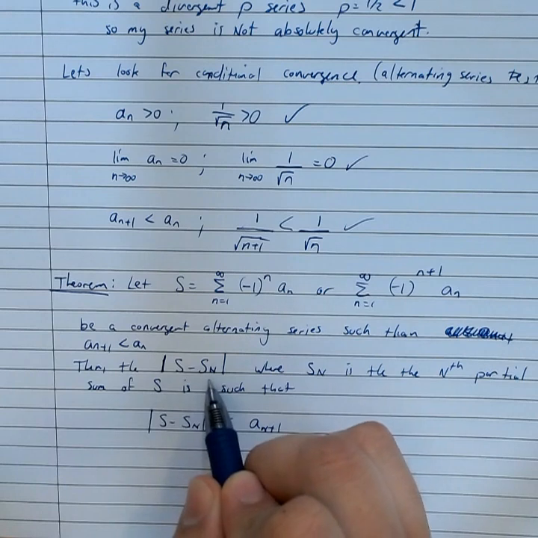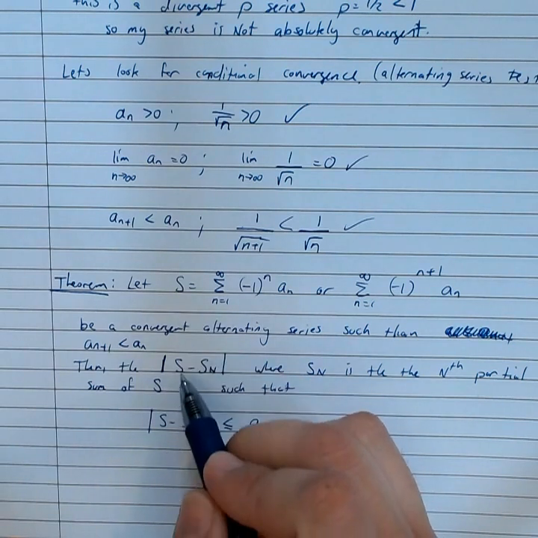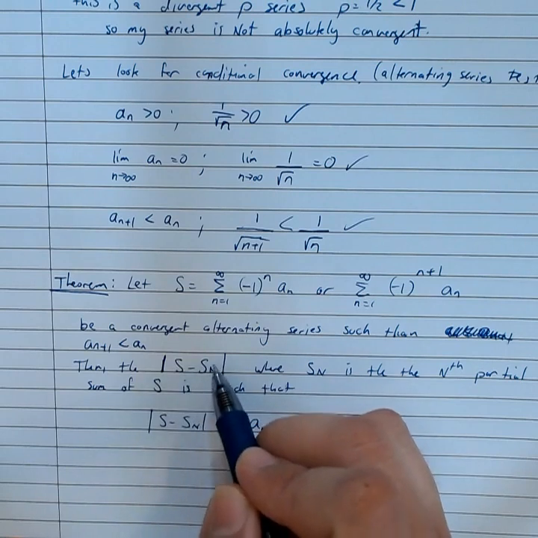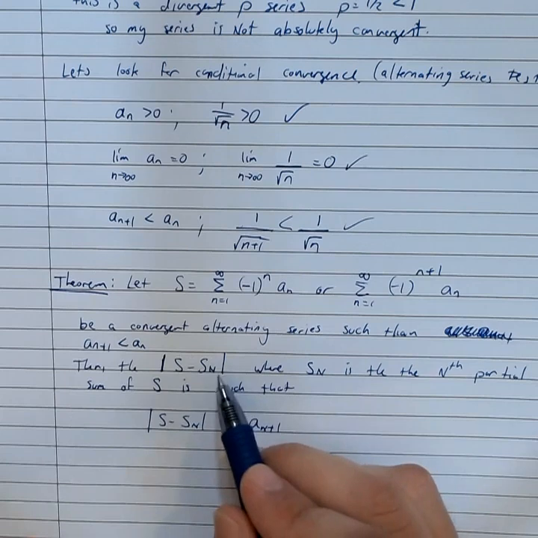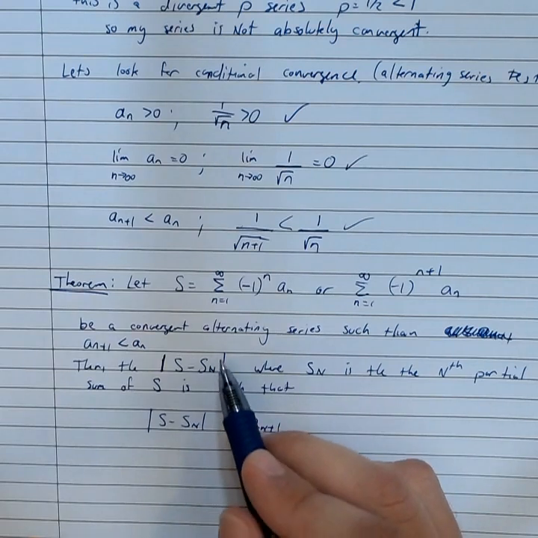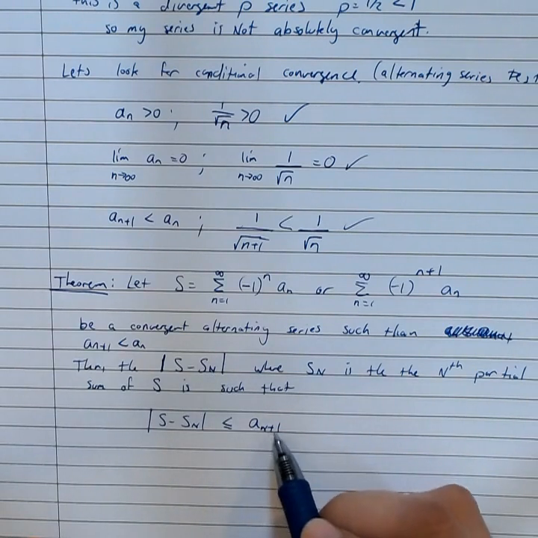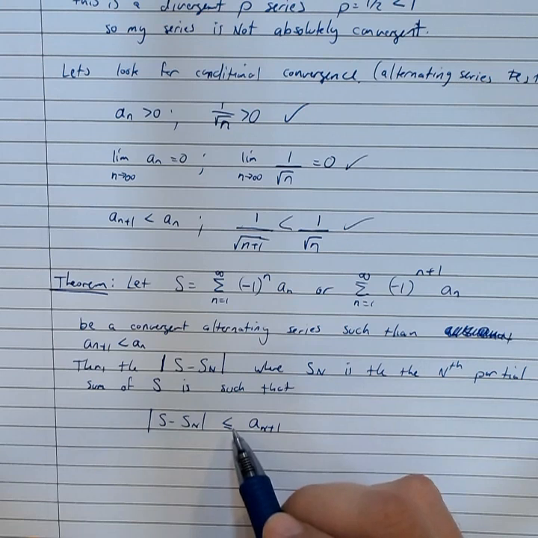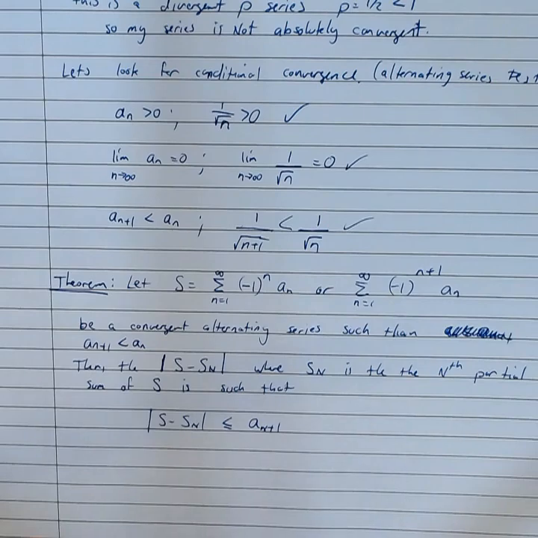This is just an estimate. This is me adding together the first 10 terms. This is the sum from 1 to infinity. This is the actual thing it converges to. If I take the difference between the estimate and the real answer, that difference has to be less than the n plus first term. So if I estimated it using 10 terms, then if I just look at the 11th term, I know that the real answer must be within that much of the estimate.